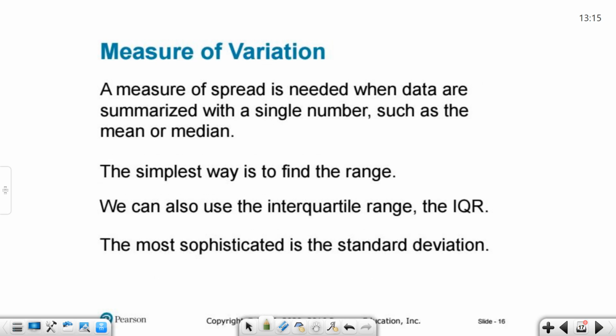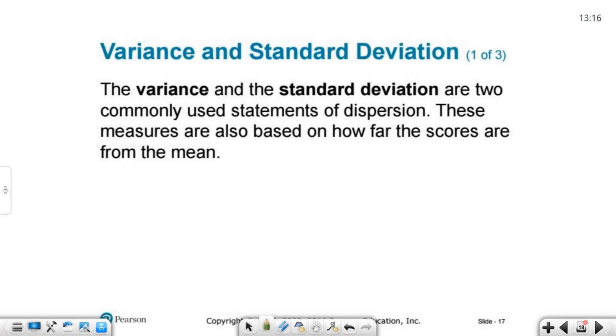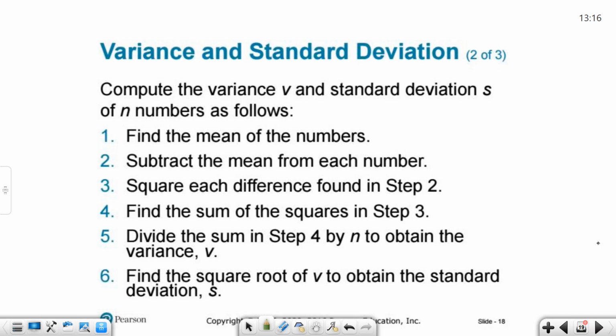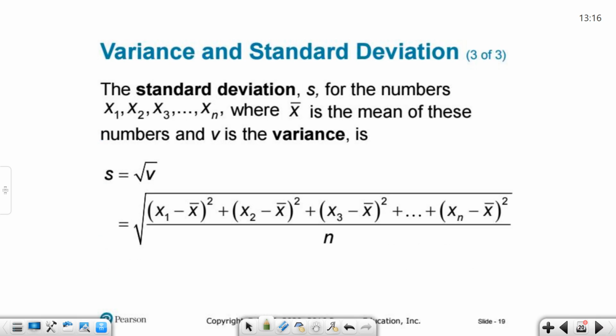Okay, and this is how they answer it there. The measure of the spread is needed when data are summarized with a single number, such as a mean or median. We talked about the interquartile range, we talked about the range, but the most sophisticated one is the standard deviation. It gives you the directions here on how to find the standard deviation. Here is the formula. This formula will be provided for you on your exam.